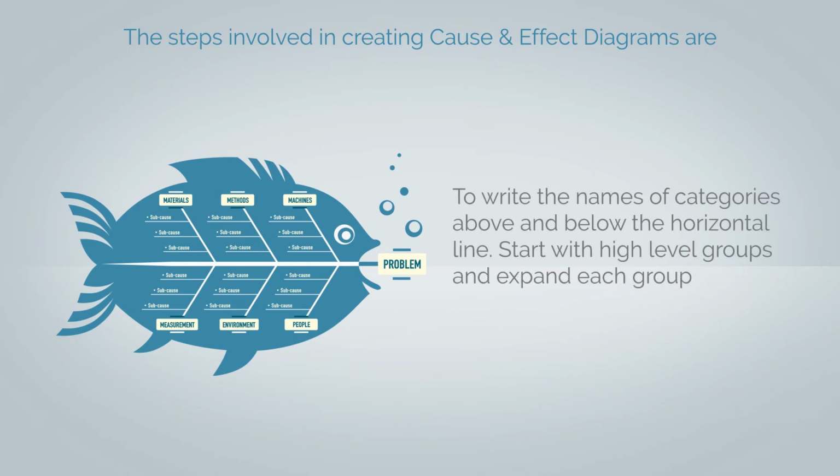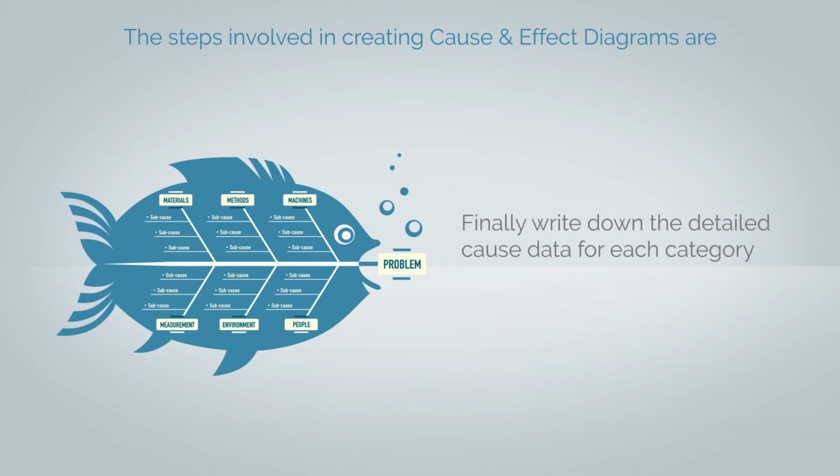Seventh, write the names of categories above and below the horizontal line. Start with high-level groups and expand each group. Eighth, and finally, write down the detailed cause data for each category.